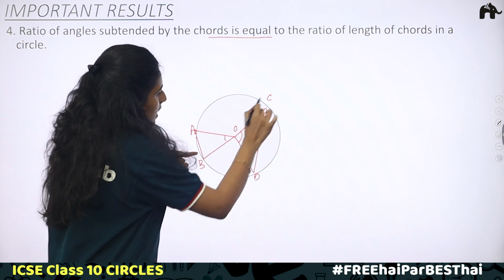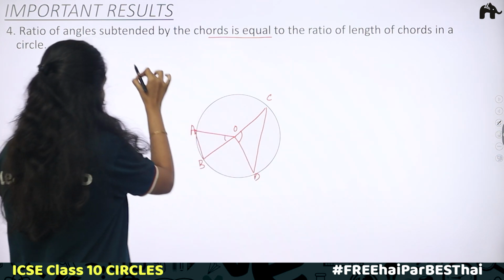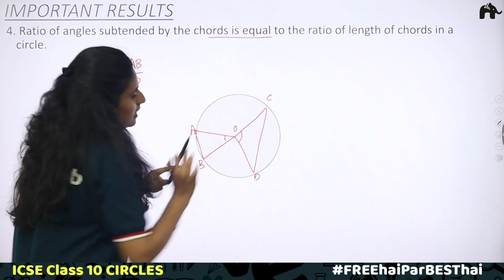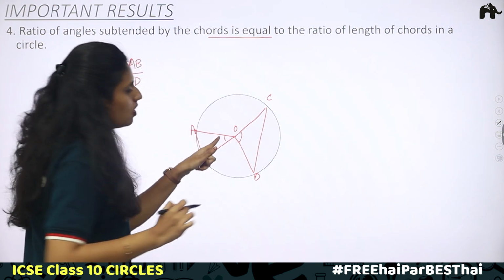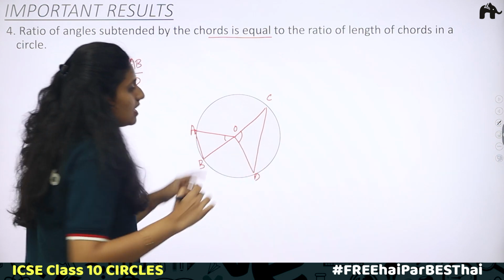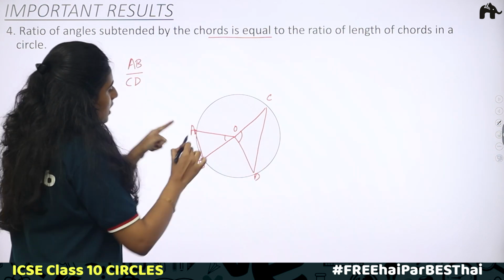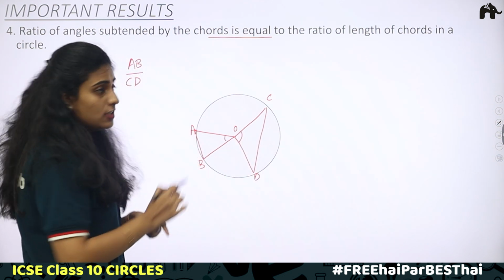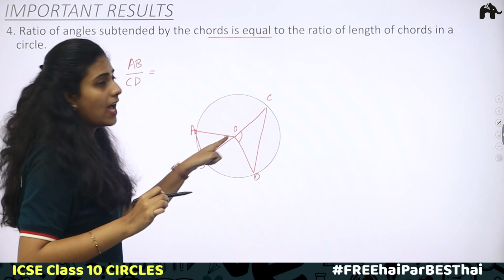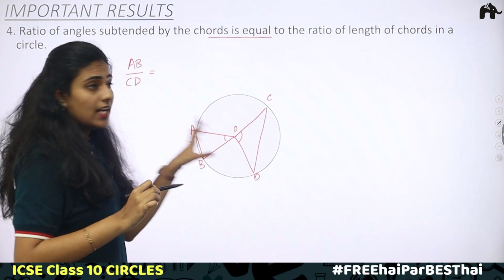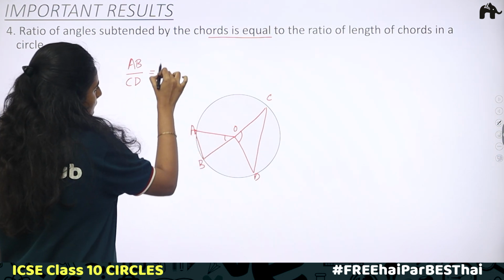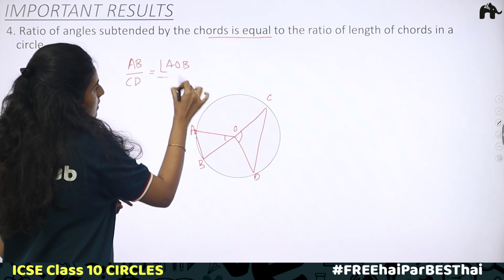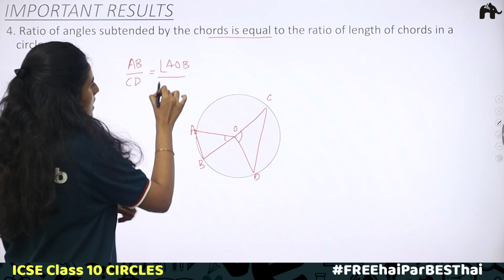Okay, when you take the ratio of the length of chords, that is AB divided by CD, just take this figure. Here AOB is a small angle and COD is a bigger angle. So when you take the ratio of the length of sides, that is the ratio of the length of chords, the ratio will be equal to the angle the chords subtend at the center. Ratio, that is AB subtends angle AOB at the center, angle AOB divided by angle COD.